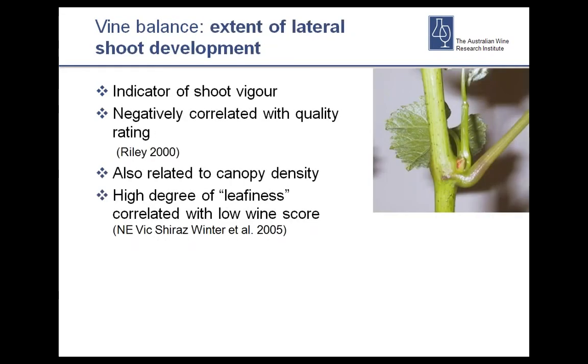The next attribute is the extent of lateral shoot development. This is, of course, another indicator of shoot vigor, and it has been negatively correlated with quality rating in some studies. It's also related to canopy density, and a high degree of leafiness, which would be attributed largely to lateral shoot development, has been correlated with low wine score for Shiraz in northeastern Victoria.